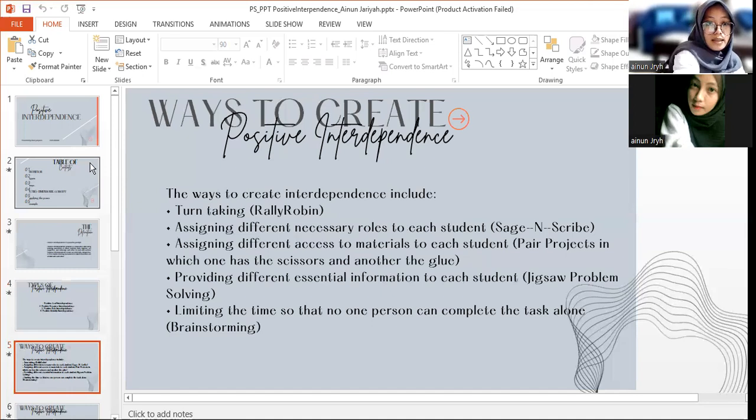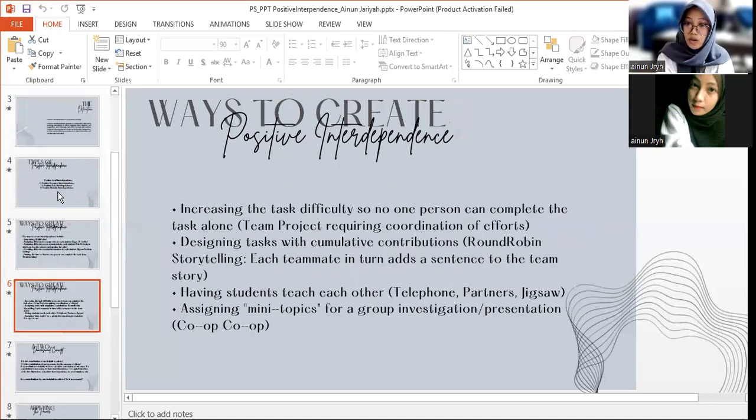The next slide. Ways to create positive interdependence. The ways to create interdependence include the first, turn-taking, the second, assigning different necessary roles to each student, the third, assigning different access to materials to each student, the fourth, providing different essential information to each student, the fifth, limiting the time so that no one person can complete the task alone, and the next, designing tasks with cumulative contributions.